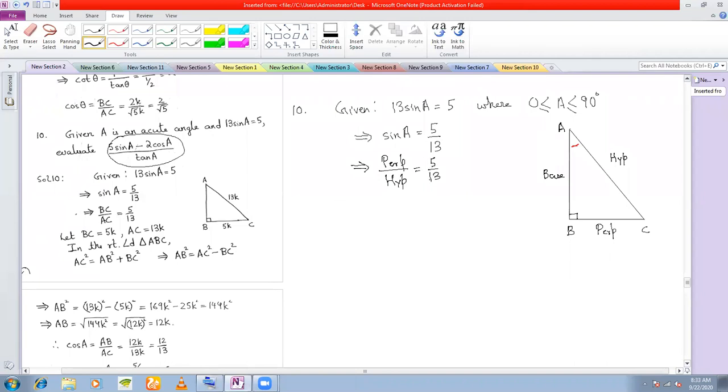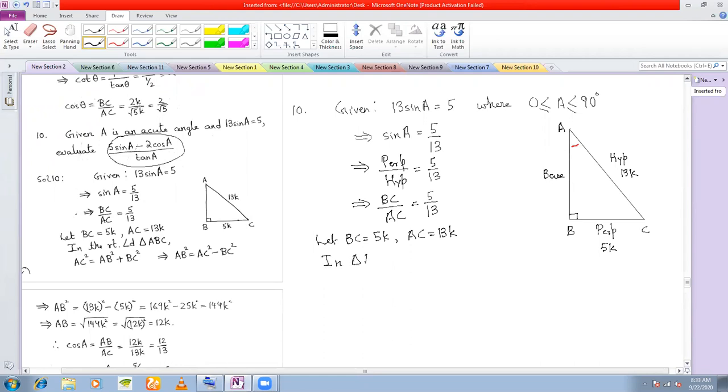So sine A is therefore perpendicular by hypotenuse, equal to 5 by 13, and perpendicular here is BC, hypotenuse is AC. So now we have BC by AC is equal to 5 by 13. So we can take BC is equal to 5K and AC is equal to 13K. Only the base is unknown, which we can find with the help of Pythagoras theorem.